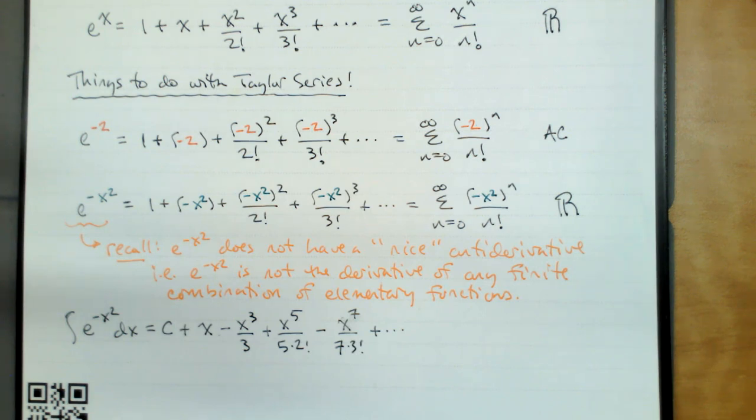So if we don't have a finite combination of elementary functions, we can use an infinite combination of elementary functions or a finite combination of non-elementary functions. Any questions? But notice that we now have a way to approximate values of e to the minus x squared to any degree of accuracy that we want. If it's not close enough, we could use more terms.